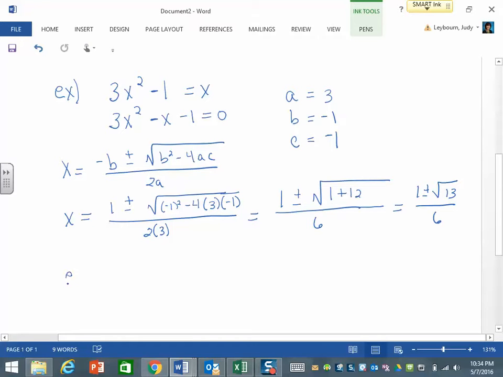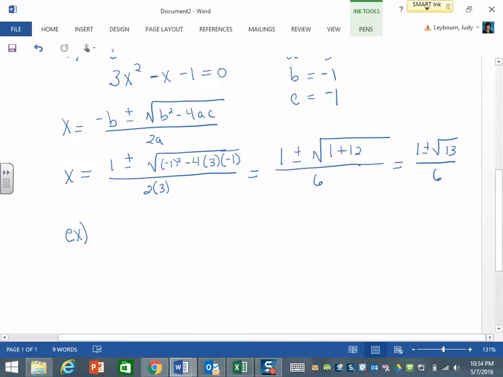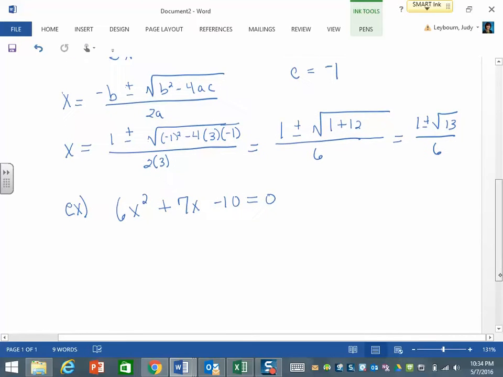I'm going to give you a problem to try, another example, and then when you have that one done, you can come back and check your answer with my work. So this next example is 6x squared plus 7x minus 10 equals 0. Okay, press pause, determine your answer, and then come back.